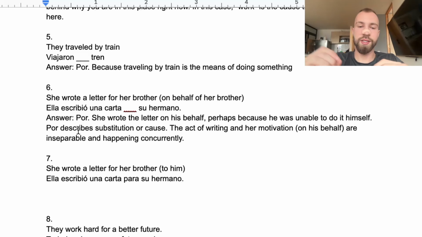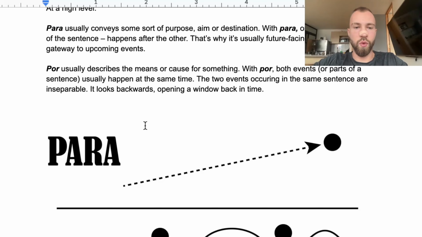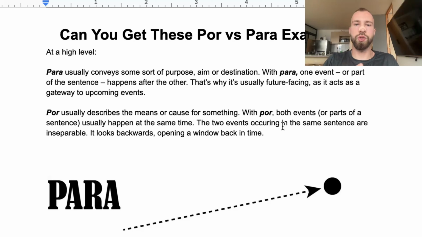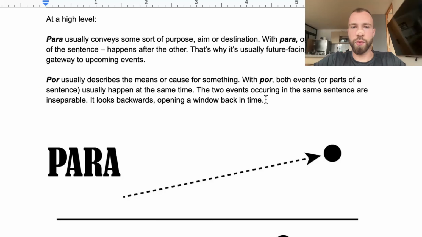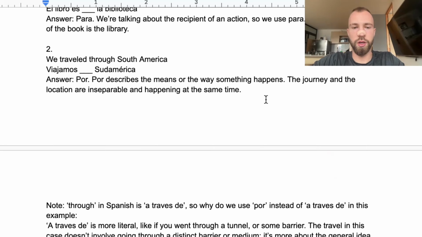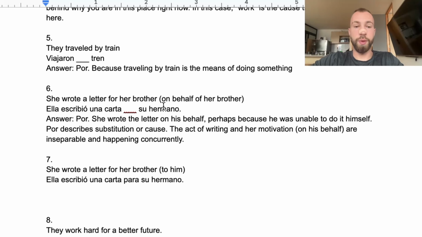So por describes substitution or cause. So we've already gone over cause. Cause is looking backwards. But remember, por is also used for when two things are happening at the same time. So if I substitute one thing for another, it's happening at the same time. This thing is in, this thing is out. So in this case, her brother can't write the letter, so he's out, and the sister comes in to write the letter. So it's a substitution. And that's why it's por. Or you could look at it as the cause. She's writing the letter because he can't. So por. But yes, on behalf of would be por. So por describes substitution or cause.